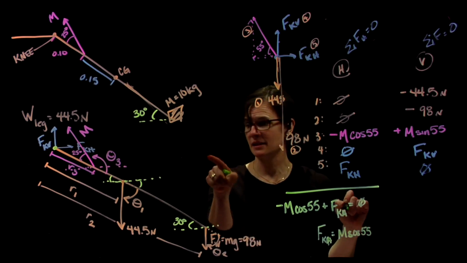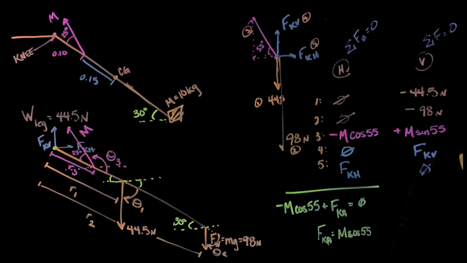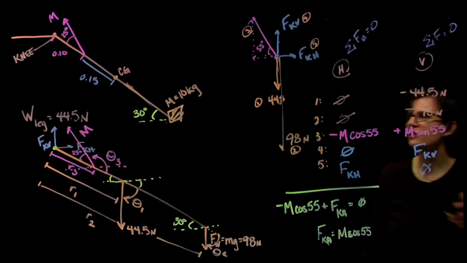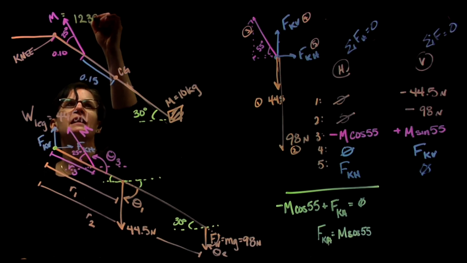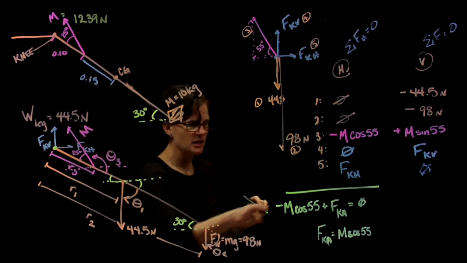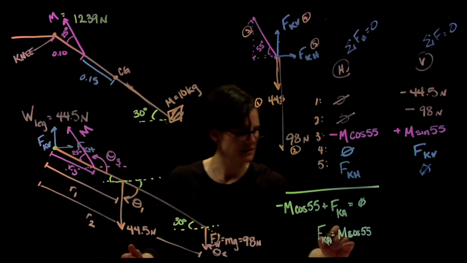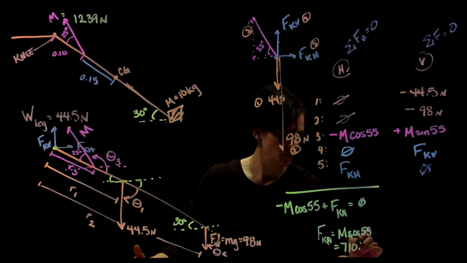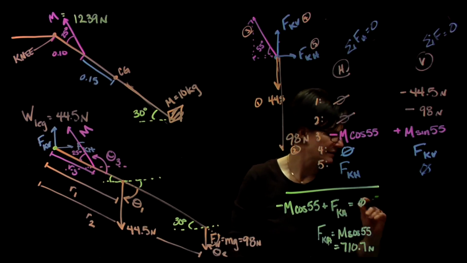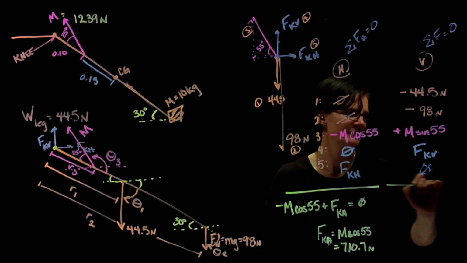I erased our muscle force, so I have to cheat and look at the answer. That muscle force was 1239 newtons. So 1239 times the cosine of 55, our horizontal force is equal to 710.7 newtons. Okay, what about the vertical force?